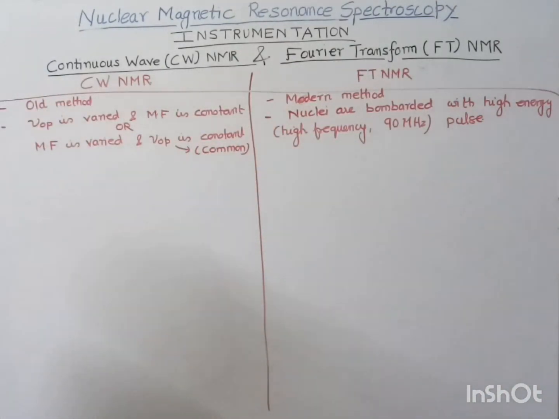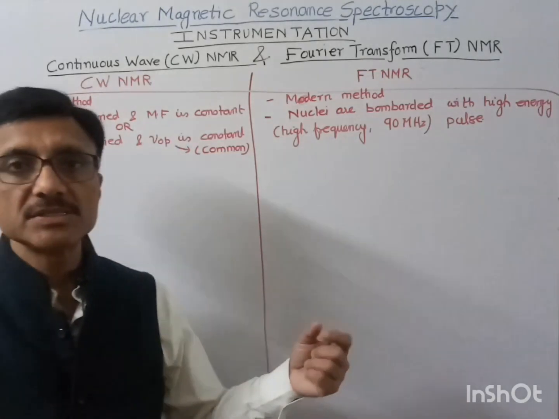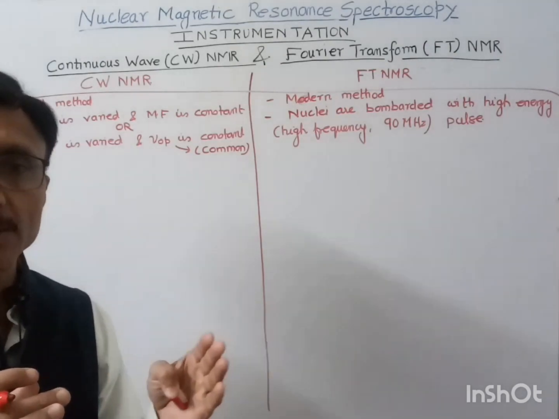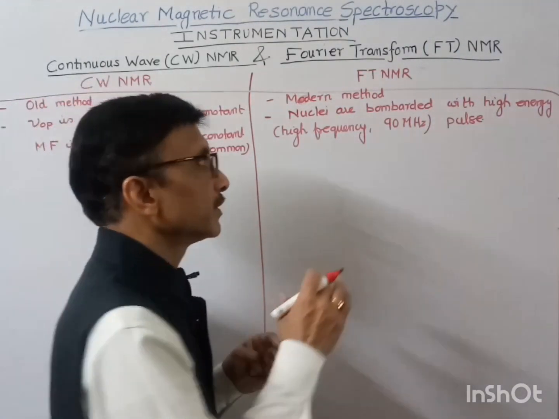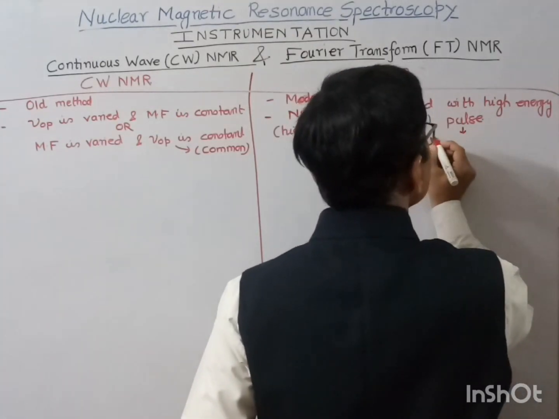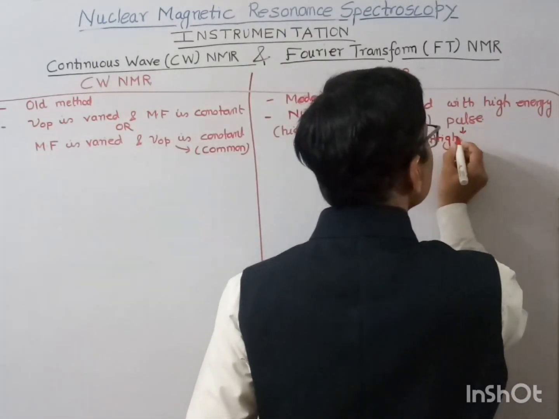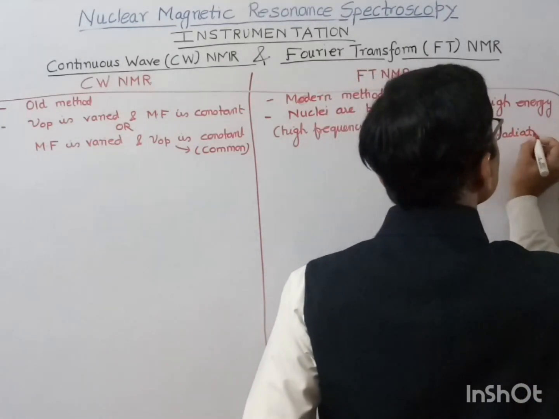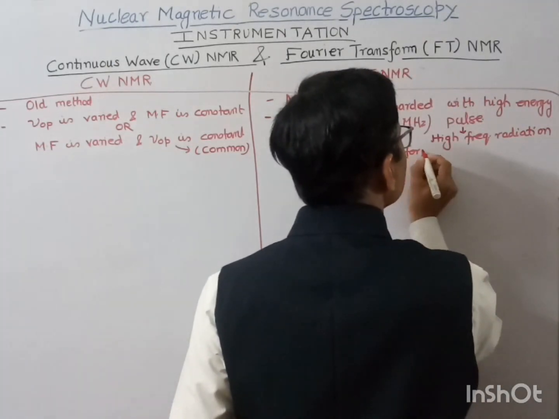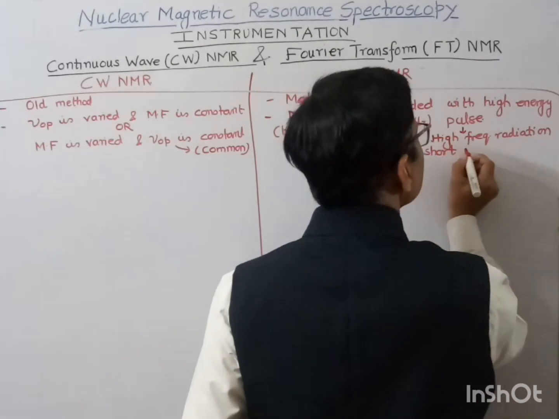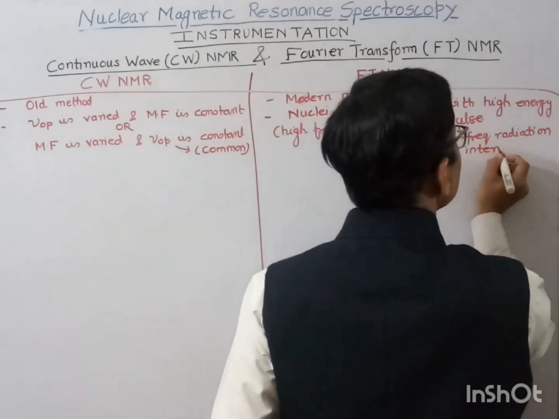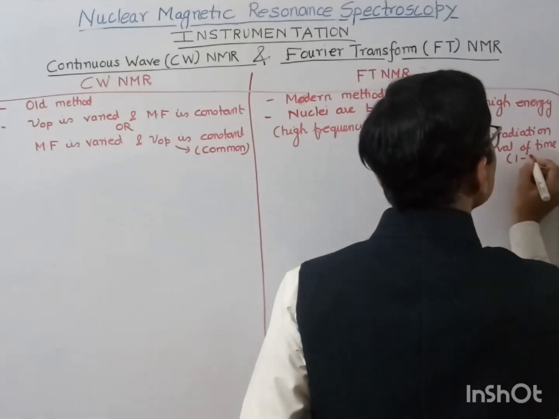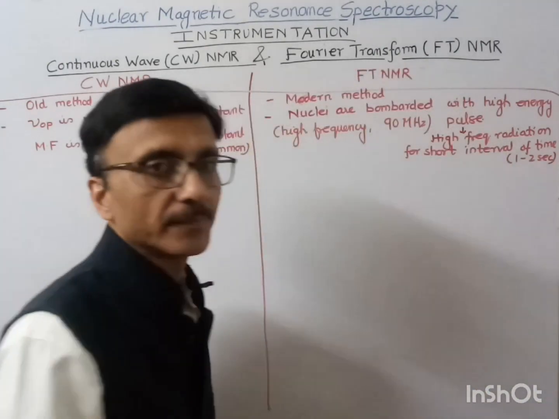Okay, so a pulse is high frequency radiation which is bombarded for a very short interval of time. So this is called a pulse. Usually it is bombarded for 1 to 2 seconds.